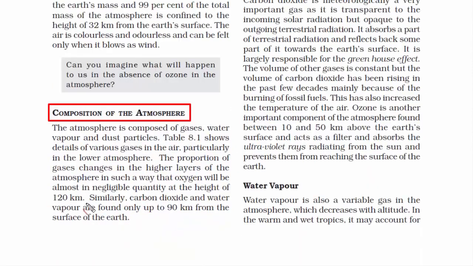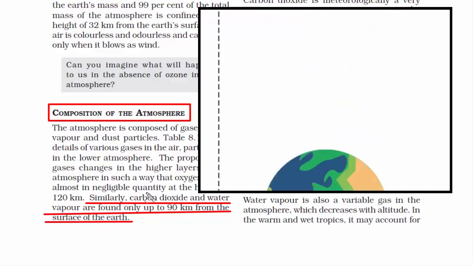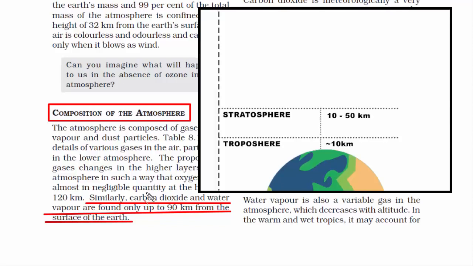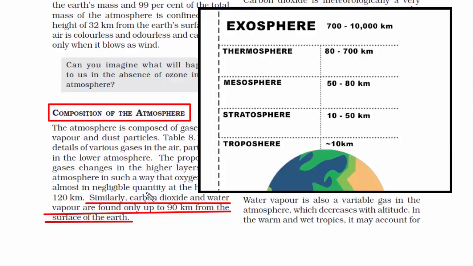Now here it says carbon dioxide and water vapor are found only up to 90 km from the surface of the Earth. Let me just pull up the 5 different layers of the atmosphere. Here's the pic, and you can see the first layer, which is closest to the Earth's surface, is the troposphere, which exists up to 10 km from the surface of the Earth. After that we have the stratosphere, then the mesosphere, after that the thermosphere, and finally the exosphere. So when it says carbon dioxide and water vapor are found only up to 90 km from the surface of the Earth, it means that carbon dioxide and water vapor exist till the initial boundary of the thermosphere. I hope this part is clear now.